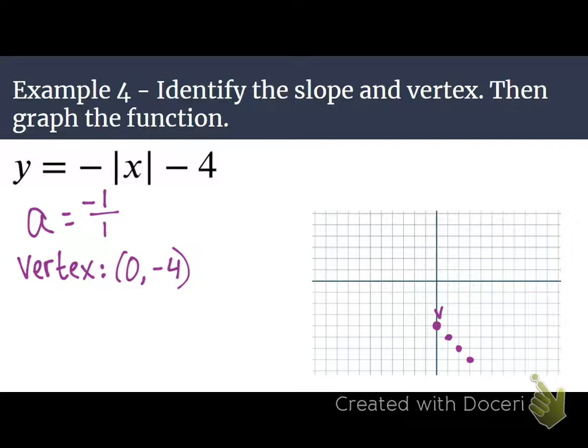To get the other part of our V, where do you think we need to go from our vertex? Left. So we still use the same rise, which means we go left 1, up 1. Same rise. Where did we go? Up 1. We didn't go up. We went down. The same rise means we're going down and then to the left.